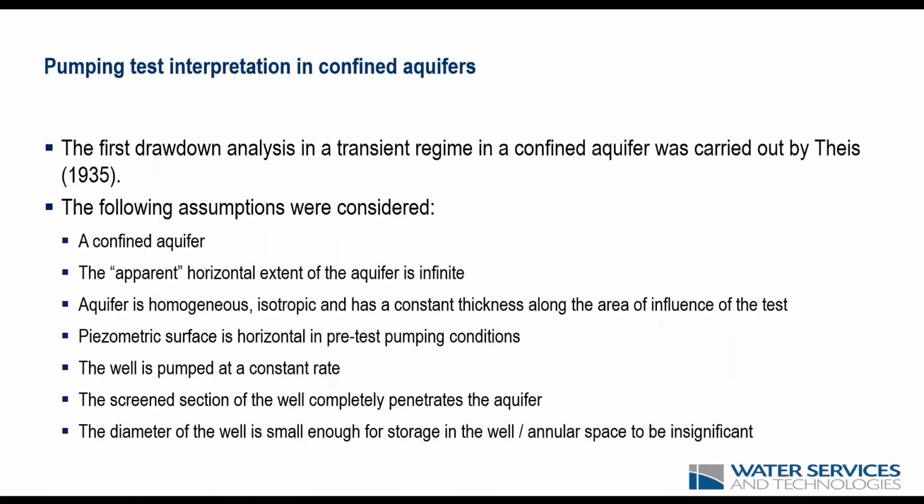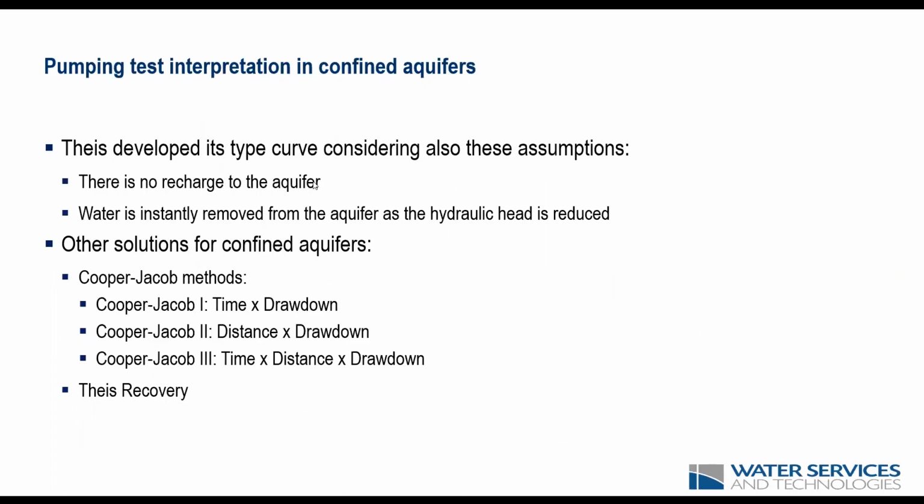So talking a little bit about confined aquifers, this first solution, the drawdown analysis in the transient regime in a confined aquifer, was carried out by this author, Theis, in 1935. And as with any of these methods, they all have a set of assumptions that allow us to take these ideal conditions into consideration. So in this case, we have a confined aquifer, extent of the aquifer infinite. Aquifer is homogeneous, isotropic, which we know for a fact hardly ever happens. Piezometric surface is horizontal in pretest conditions, and so on. So there is a number of assumptions.